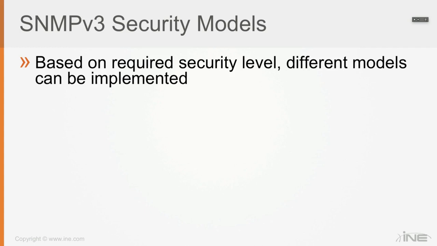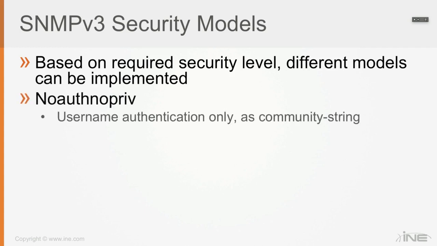We have one model called noAuthNoPriv, which is self-explanatory. It means no authentication, no privacy. So no encryption, that's no privacy, and no authentication means that authentication is done via a username only, which behaves like a community string, like in SNMP version 2c.